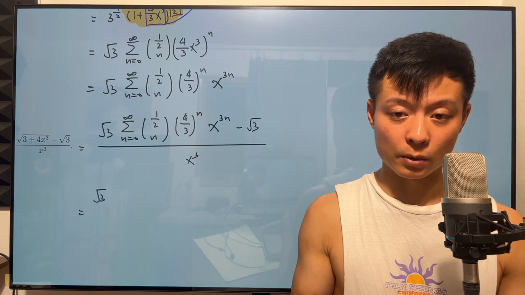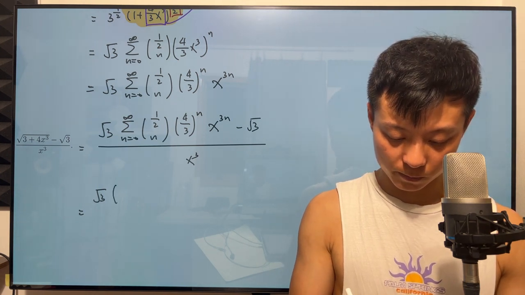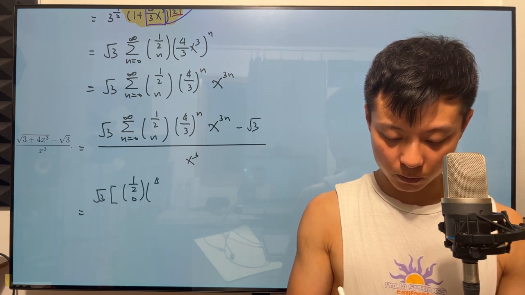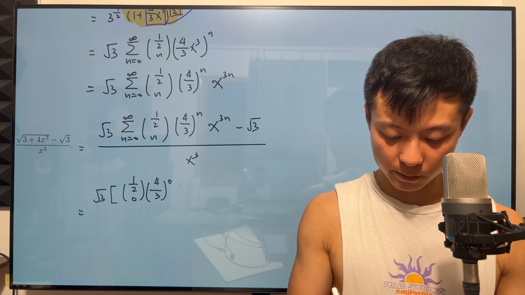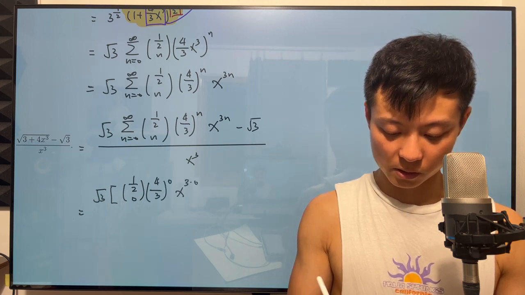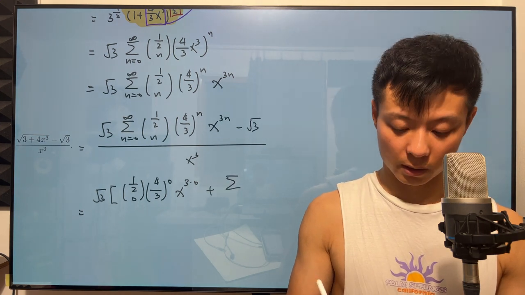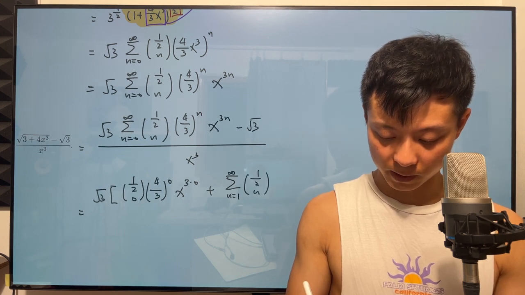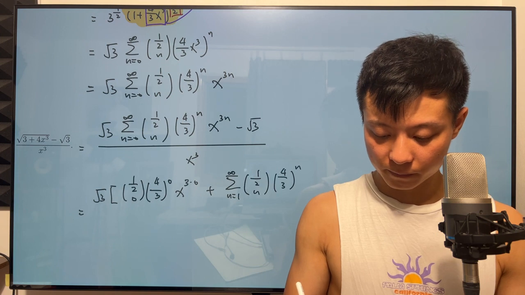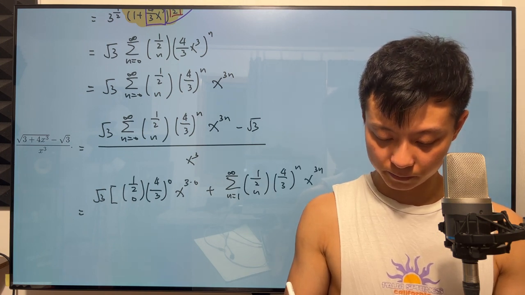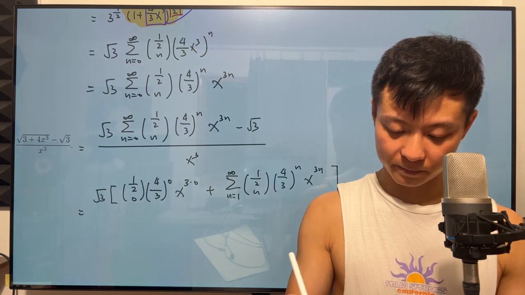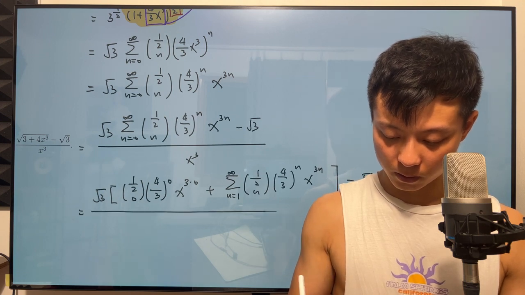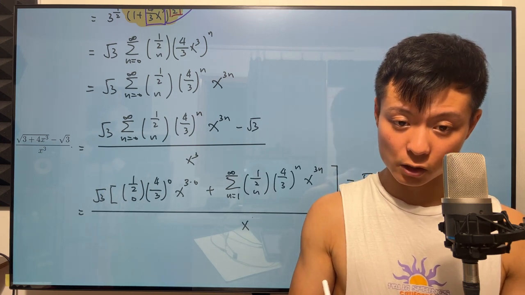By plugging n equal to 0, we can write out the first term, which is (1/2 choose 0), (4/3) raised to the power 0, and x raised to the power 3 times 0. And for the remaining terms, we're going to continue to use the sigma notation to write that out, which is going to be the same, except that n changes from 0 to 1. So that is how we write out the summation. And then minus square root of 3 altogether divided by x cubed.